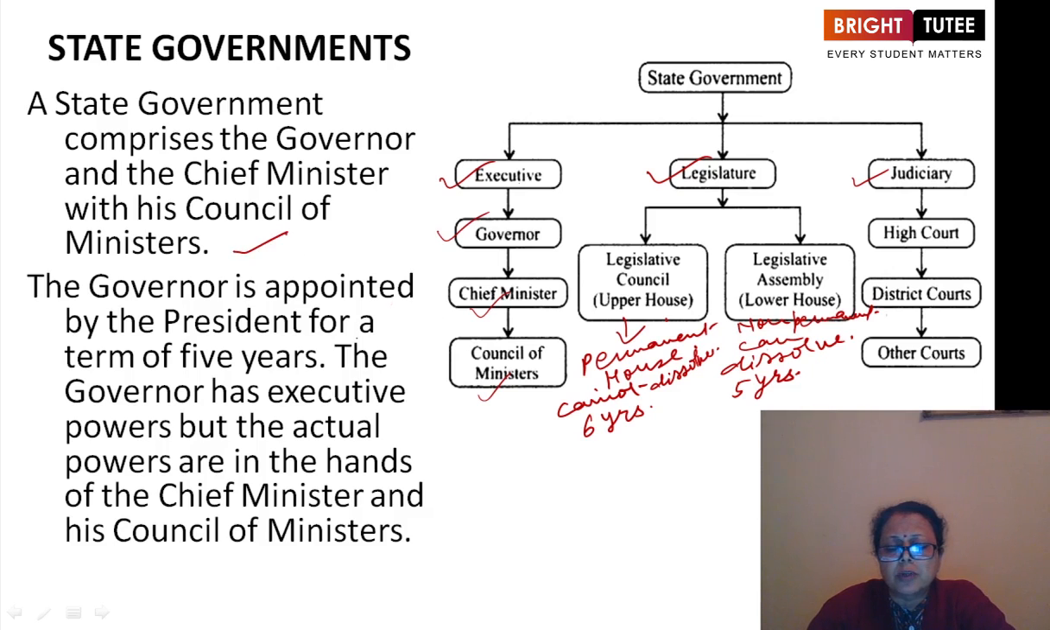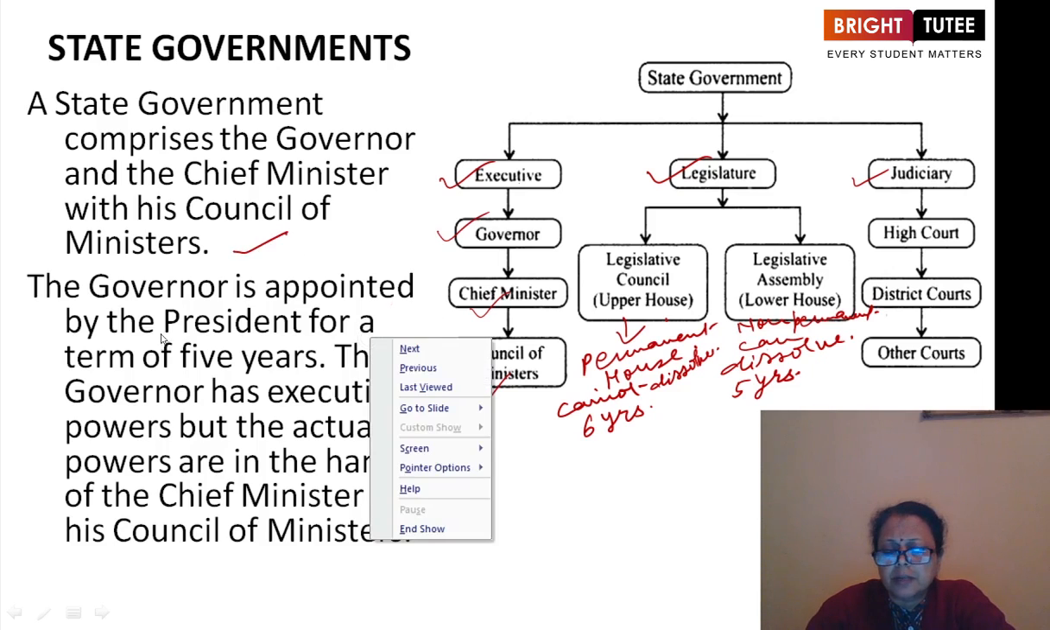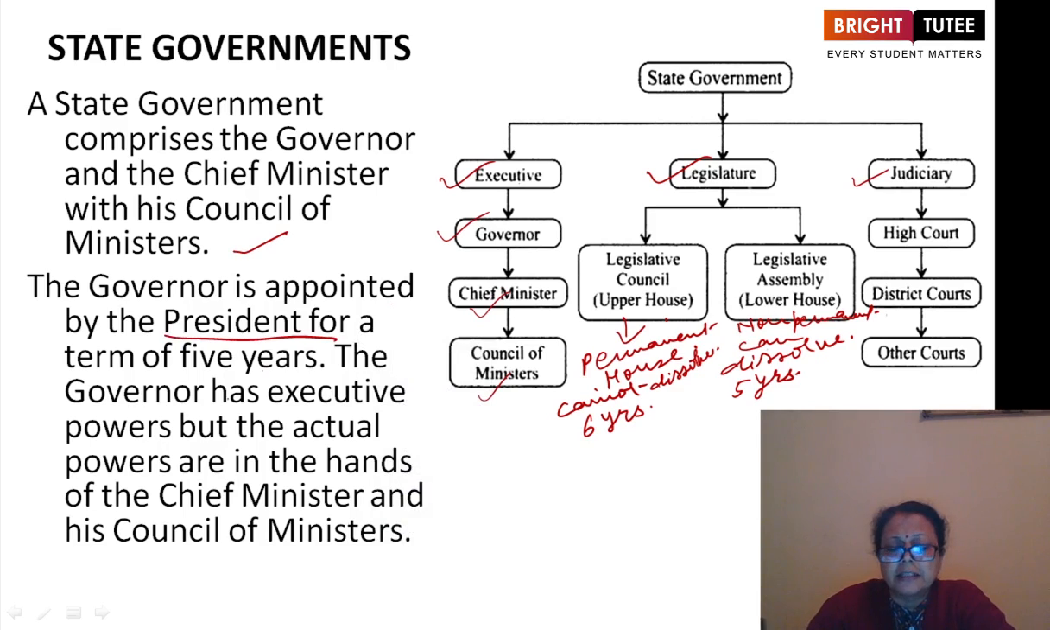The governor is appointed by the president. This is very important. Governor is not elected. Governor is appointed by the president. And the tenure of the governor is 5 years and he has the executive powers, but the actual powers are in the hands of the chief minister and his council of ministers. But as the head, the governor is the executive head of the state.